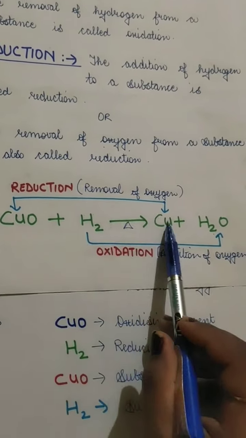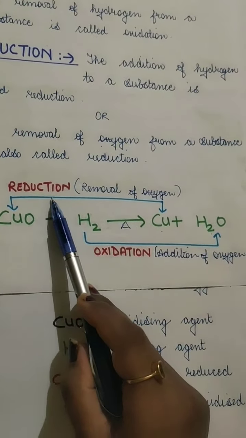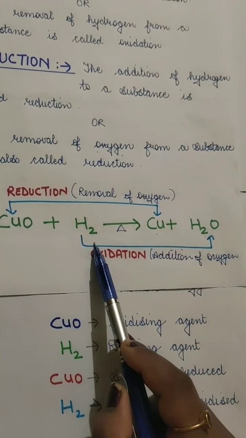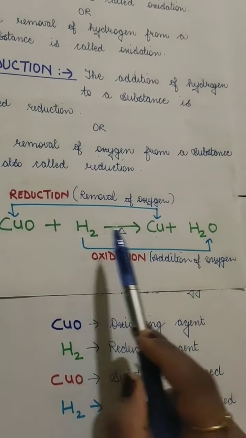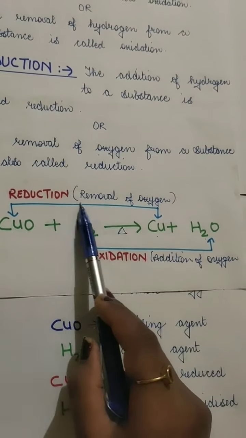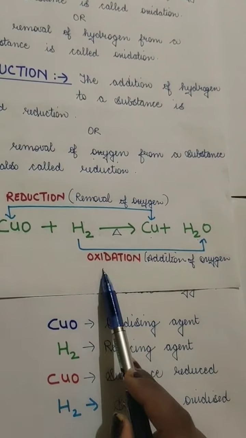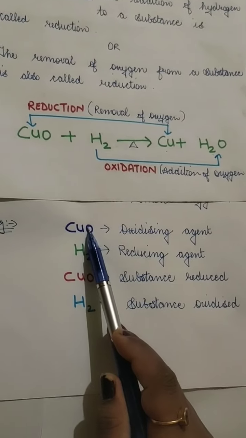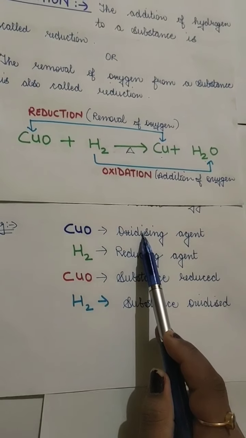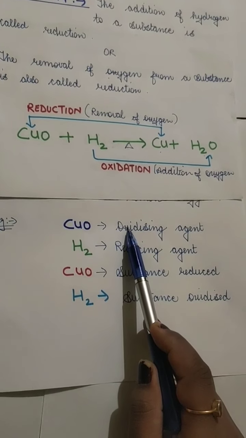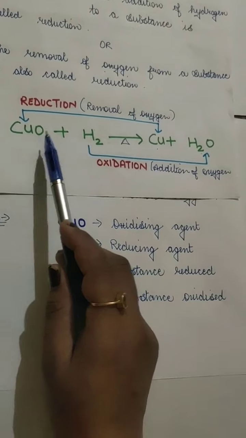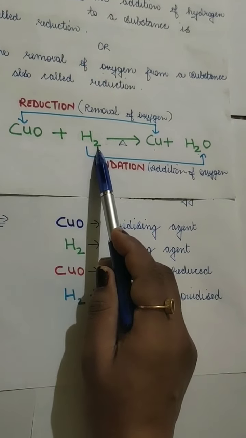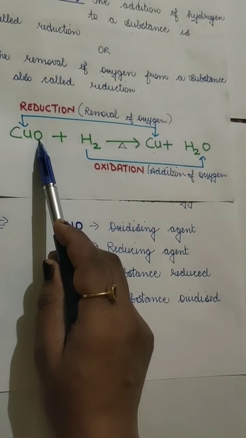So in this reaction, this copper oxide is reducing itself to copper, and this hydrogen is oxidizing itself to water. So here it is reduction, that is removal of oxygen, and here it is oxidation, that is addition of oxygen. So here CuO is an oxidizing agent. Why is it an oxidizing agent? Because this is helping this to get oxidized, because this is giving its oxygen to H2. Copper oxide is giving its oxygen.